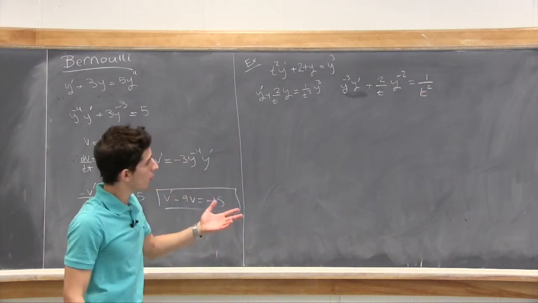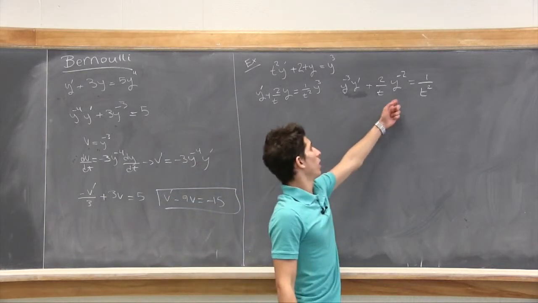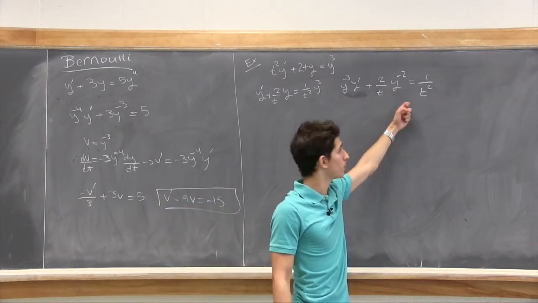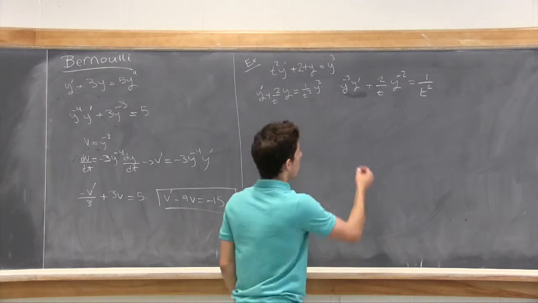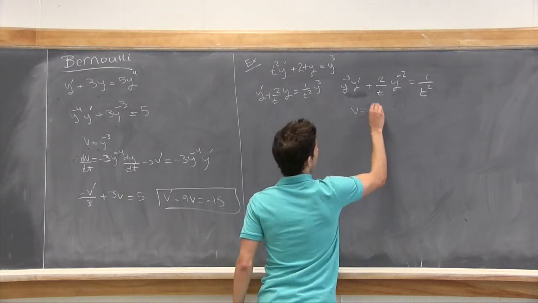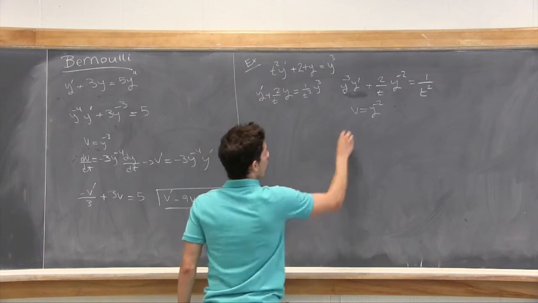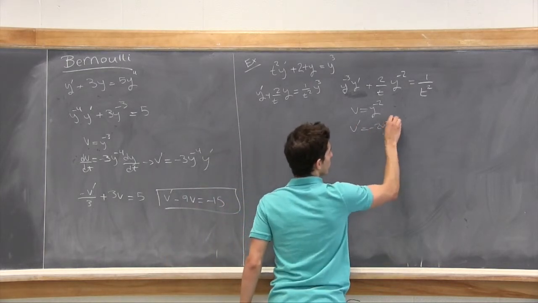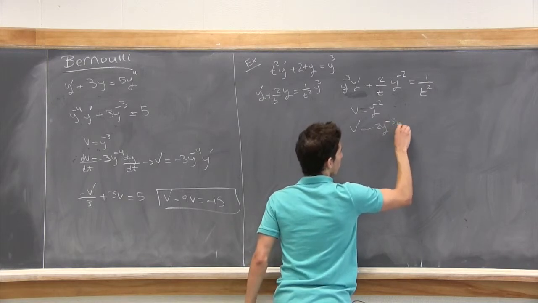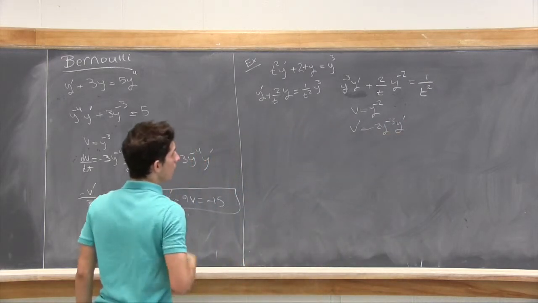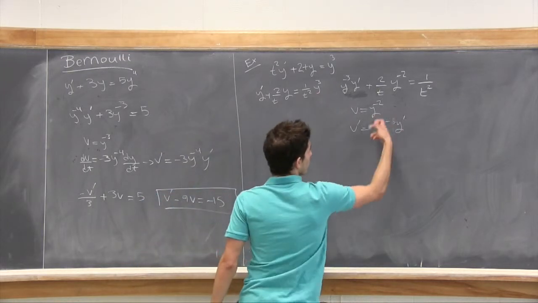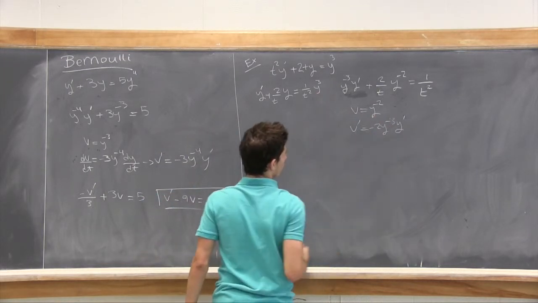So now I'm going to say, well, I wish this were a linear term, right? Something raised to the first power. So I'm going to give that to myself. I'm going to say v is y to the minus second. And then I'm going to calculate v prime as well. So minus 2y to the minus third y prime. So now I can make the substitution. y to the minus third y prime is just v prime over minus 2.